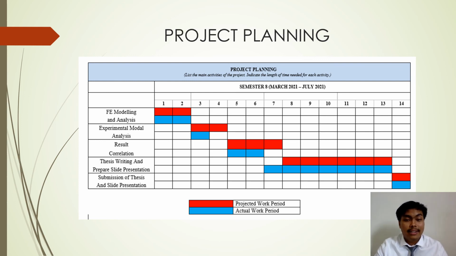For the project planning on the next semester, this is only the projected planning, where firstly is finite element modeling and analysis, then move to experimental work analysis, which will be assisted by postgraduate student. Then we move to result correlation by using modal assurance criterion. Next, thesis writing and preparing slide presentation, and lastly, submission of thesis and slide presentation.